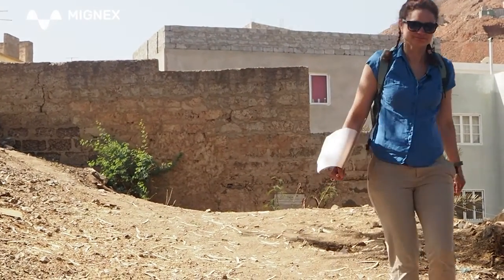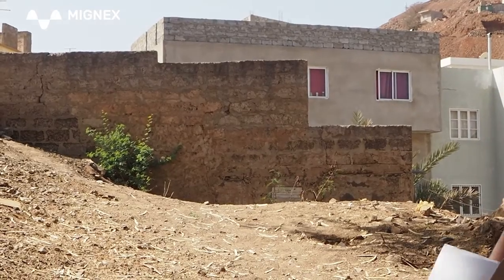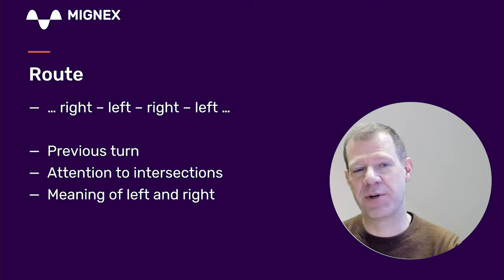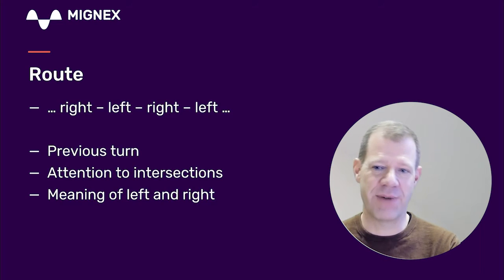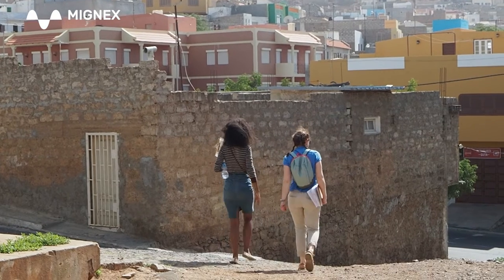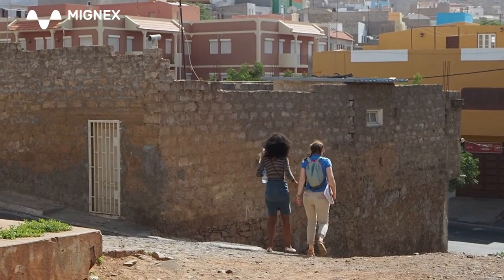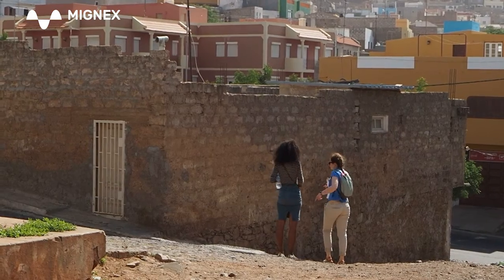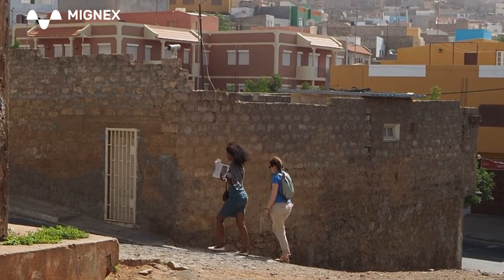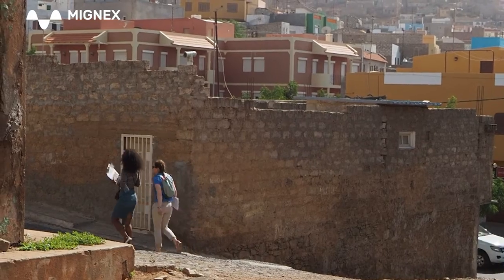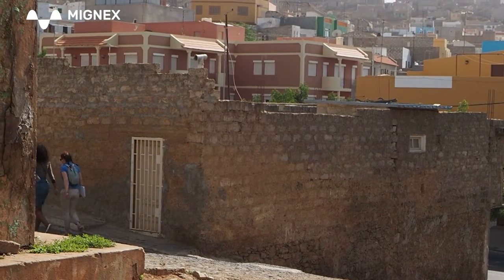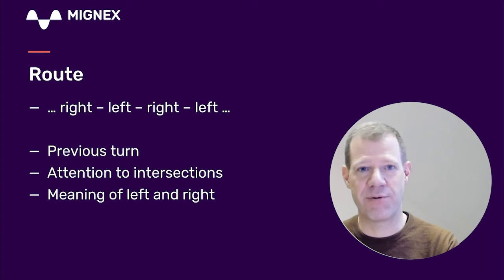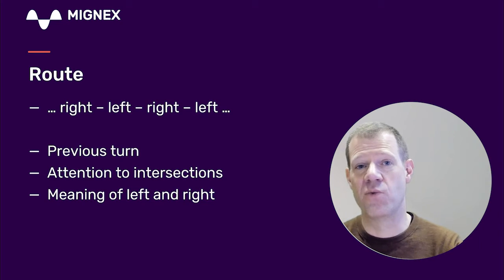So now we reach the logic of the route itself. As we mentioned, the basic logic is to alternate between turning right, turning left, turning right, turning left, and so on. Doing that in practice means that you have to stay attentive to the previous turn. Always remember whether your last turn was to the left or to the right. You also have to be very attentive to every intersection, every possibility for making a choice about whether to walk straight or to the left or to the right. You have to stop and think, where should I walk now?